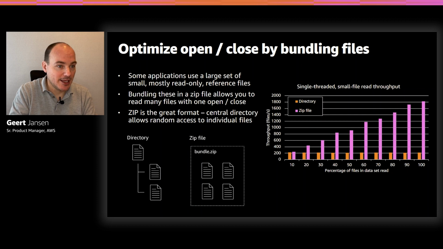In the zip file case, at about 10%, you're getting the same performance. But then once you increase the number of files that you read, so you're starting reading more of those reference files in that zip file, you're getting a lot higher performance, up to almost like 10x performance. So part of this is explained by the fact that you don't need the individual open and closes.